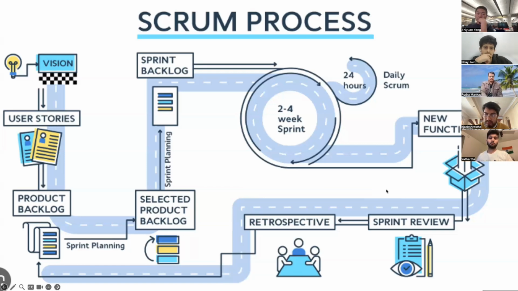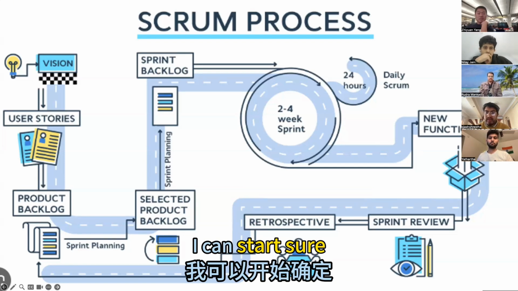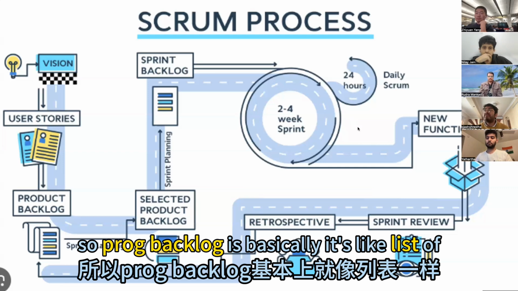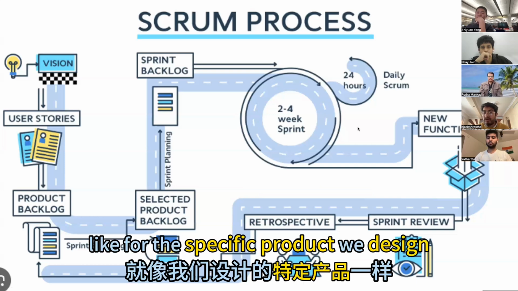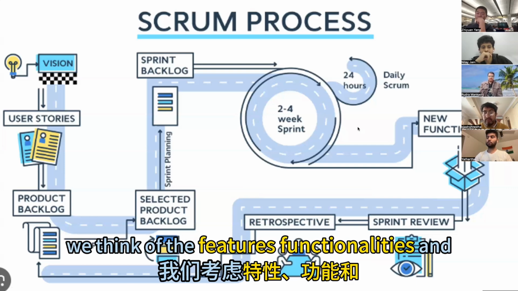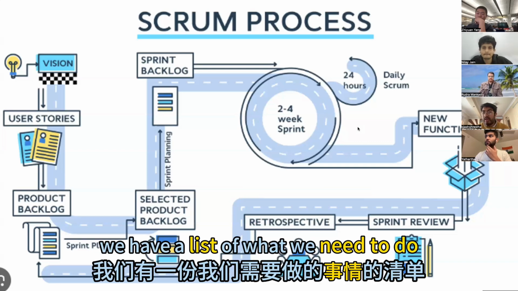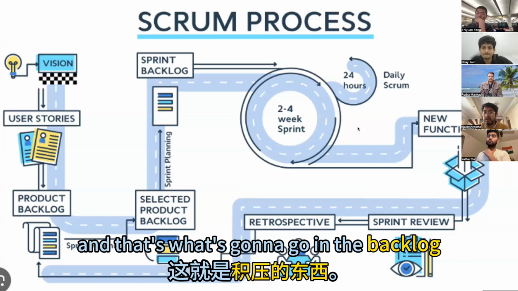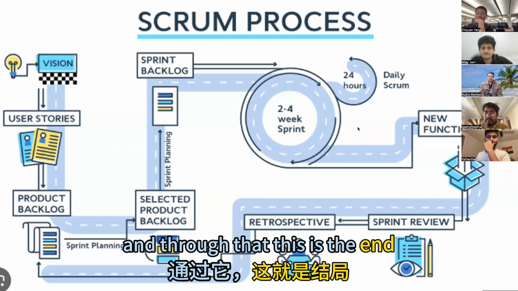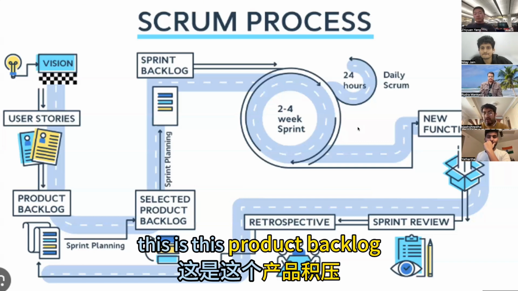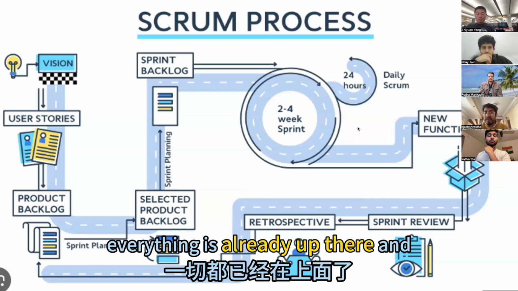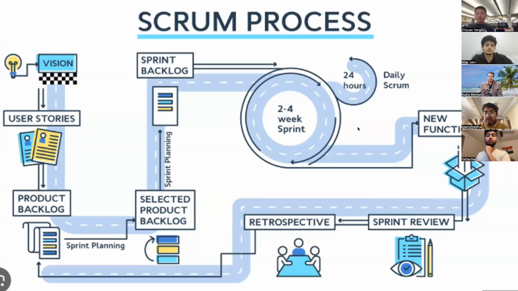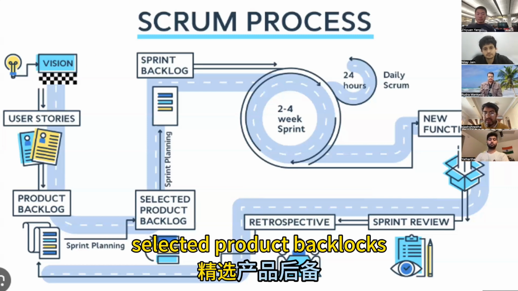Product backlog. Audresh? I can start, sure. So product backlog is basically a list of all the features, or whatever we want to get done for the specific product we design. We think of the features and functionalities, and we have a list of what we need to do, and that's what goes in the backlog. This product backlog contains multiple sprints, whatever needs to be done, everything is already up there, and from that we break down into sprint backlogs, selected product backlogs.